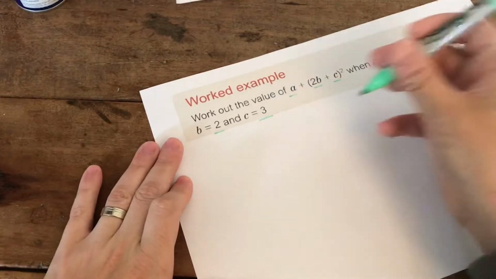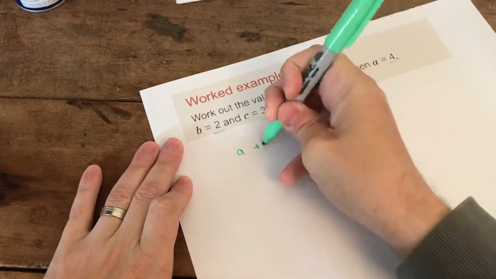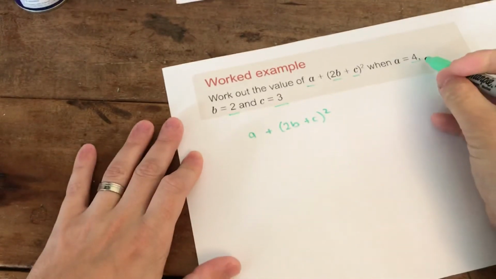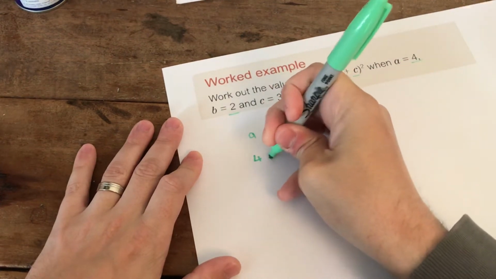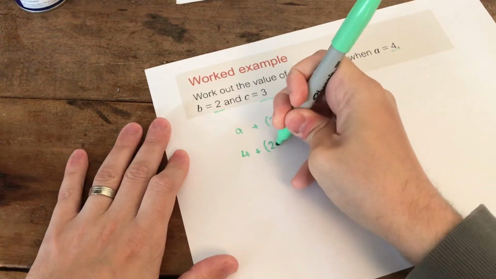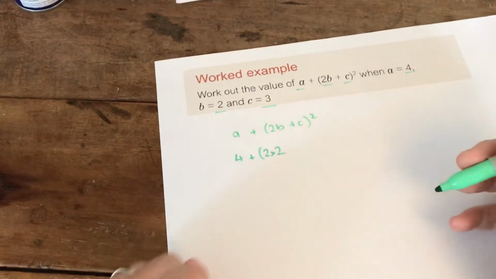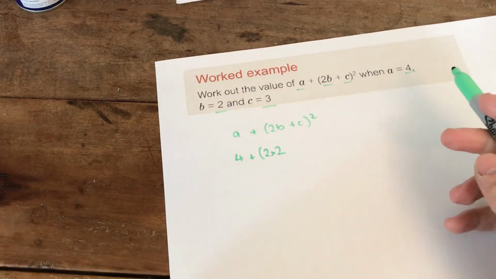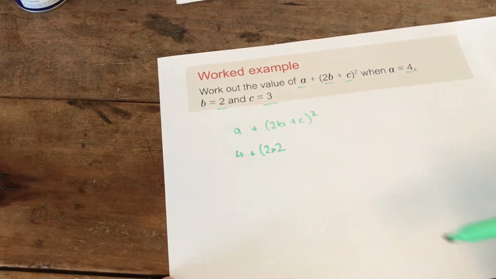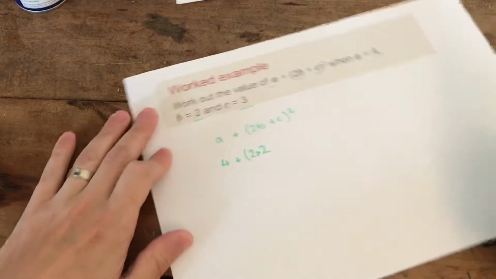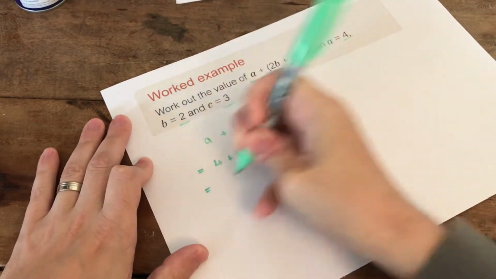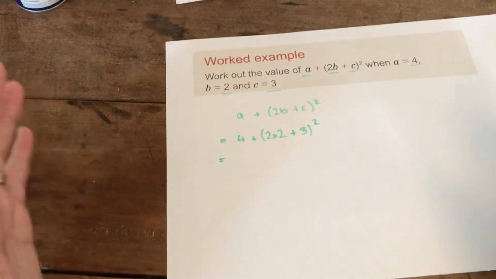So if we were to write this out, I'm just going to start off by writing out my expression, and then underneath I'm going to substitute in each value. So I've got 4 plus, now for 2b we write that as 2 times 2, because 2b means 2 times b. Common misconception is some people would have written 22 at that point. That would be wrong. Then we swap our c for 3 and we've got our squared. So what I would do from this point on is just BIDMAS.